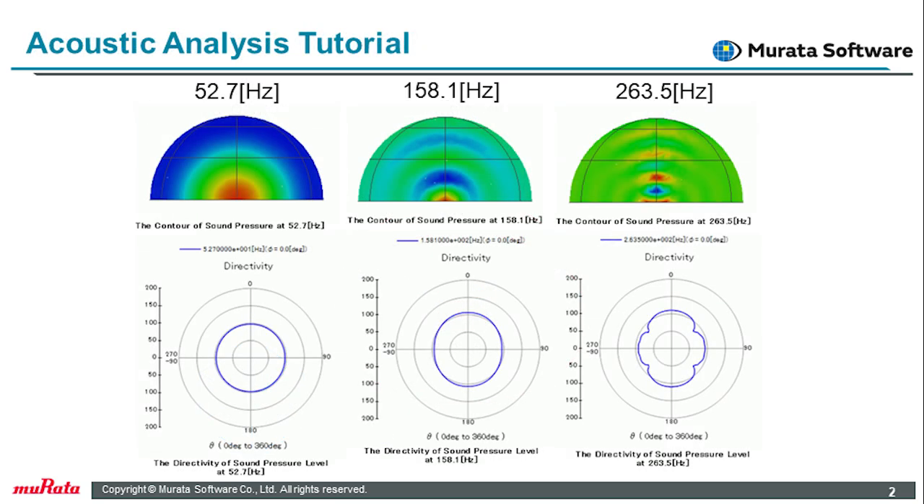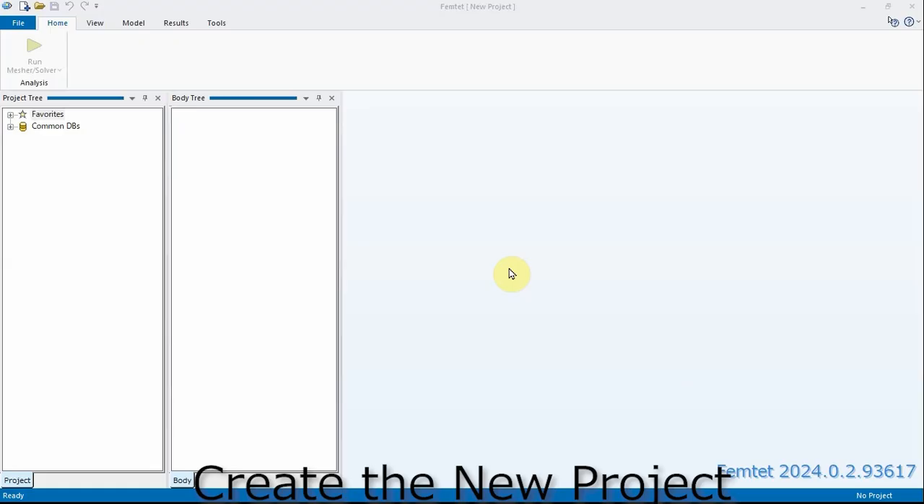From the analysis results, we can see how the sound pressure distribution generated by the vibrator changes as the frequency increases, and how the directivity of the sound pressure changes. A new project is created first.